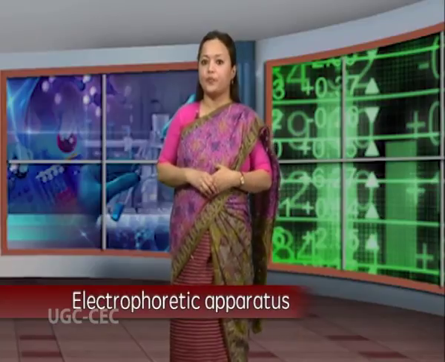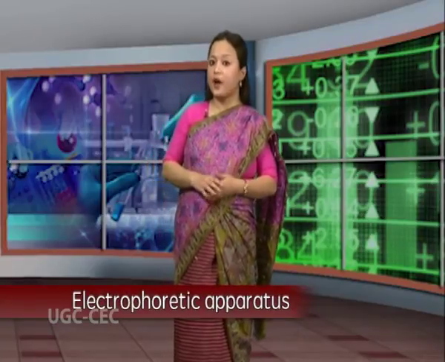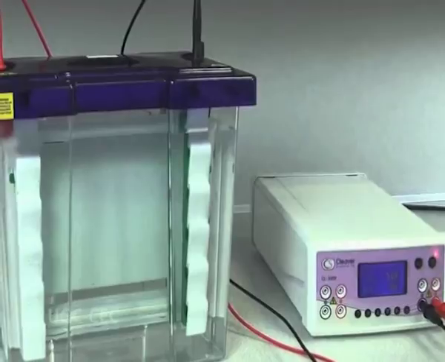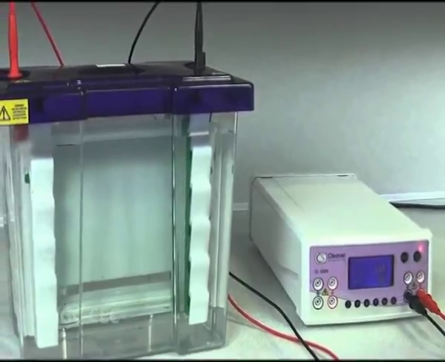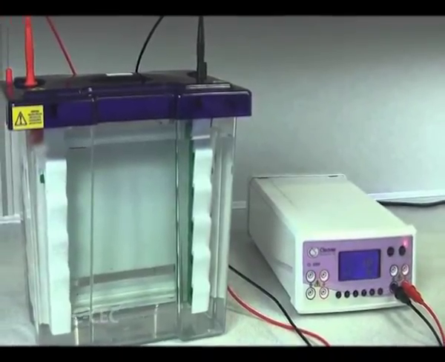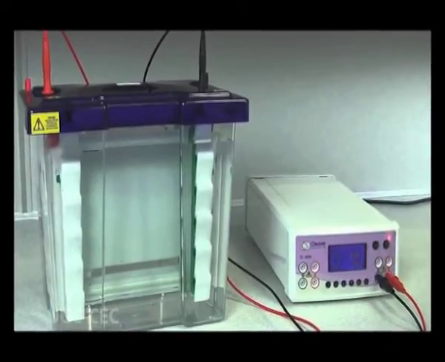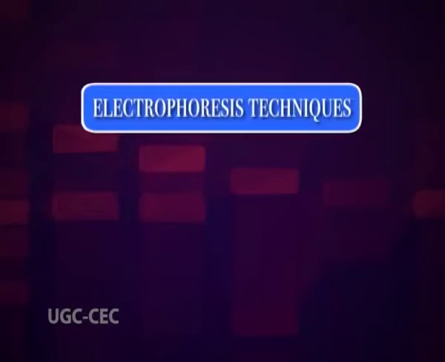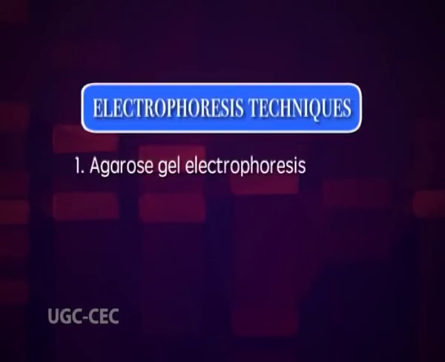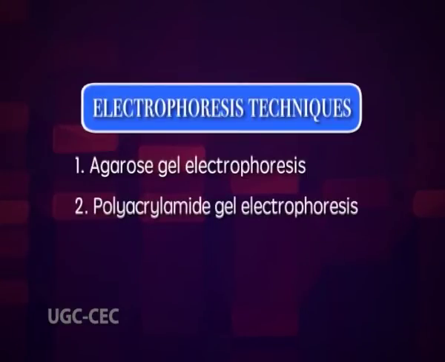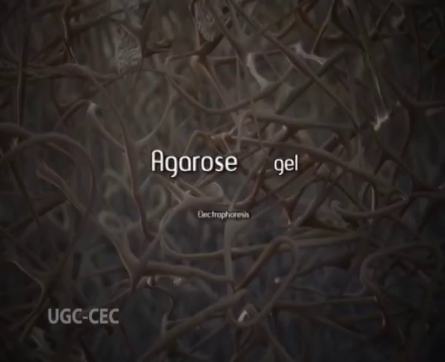Electrophoretic apparatus. The electrophoretic apparatus comprises a power source, mainly a DC current, which provides the electric field, and a buffer tank in which the sample-loaded gels are placed inside the buffer. There are different types of electrophoresis technique, and depending upon the media used, the electrophoresis techniques can be divided into two types. First, agarose gel electrophoresis. Second, polyacrylamide gel electrophoresis.